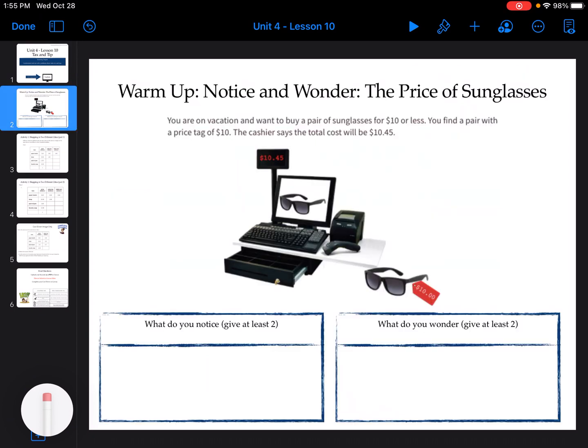So for this one, it starts out with a notice and wonder. You're on vacation and you want to buy a pair of sunglasses for $10 or less. You find a pair with a price tag of exactly $10. The cashier says the total cost is going to be $10.45. So what do you notice?